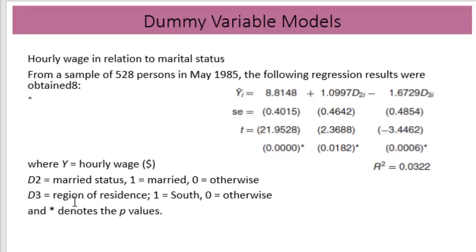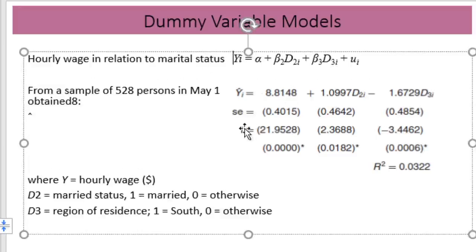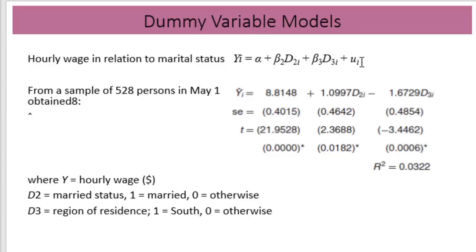The estimated model was Y_i equal to beta 1 plus beta 2. Here in this model we used two separate dummy variables, D2 and D3. D2 shows the marital status, 1 for married and 0 otherwise. The second qualitative variable used is the region of residence, 1 equal to South and 0 equal to otherwise.